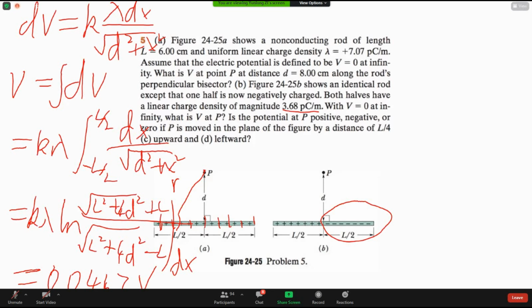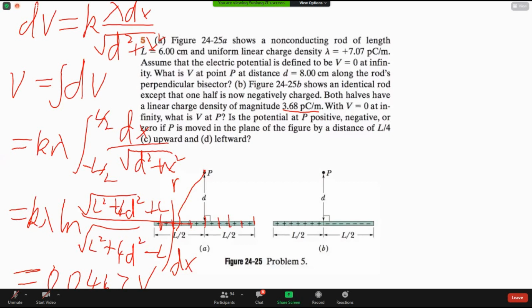For this one, if you do everything step by step, you can do the same thing. Divide it into many dx, and for each dx calculate the potential generated. The right half is just a flip-over, and then you can calculate the total potential. But we have an easier way. So what is the easier way?